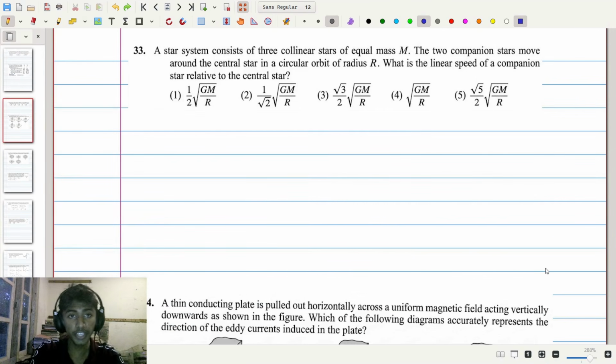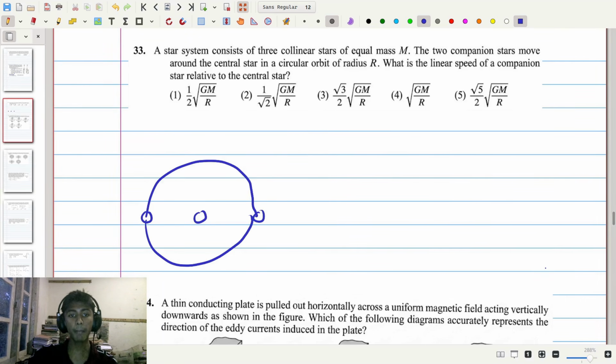Next, if you consider question 33, question 33 says, a star system consists of 3 collinear stars of equal mass m. The 2 companion stars move around the central star in a circular orbit of radius r. Given this, they ask us, what is the linear speed of a companion star relative to the central star? Now what they're talking about here is 3 collinear stars, or 3 stars in a straight line like this. Out of these 3 stars, the central star doesn't move, but the other stars rotate in a circular orbit around the central star like this. So these 2 companion stars rotate about the central star like this.